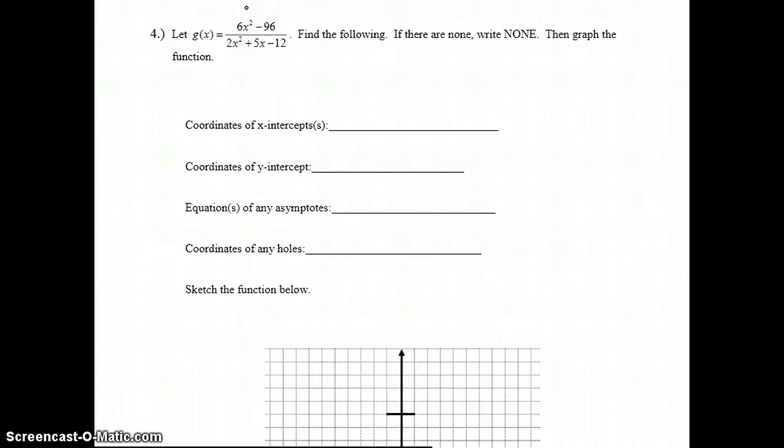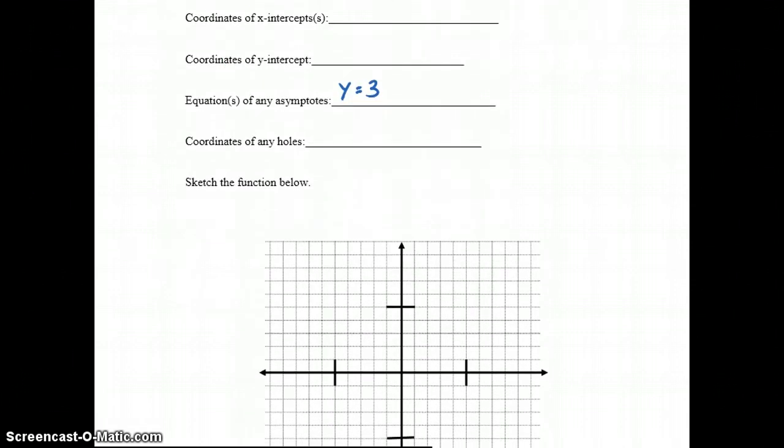What that means is that I can just take the coefficients on the numerator and the denominator, and that will be my horizontal asymptote. So there's a horizontal asymptote at y equals 6 over 2, which is 3. So let's draw in that horizontal line at y equals 3. Make it a dotted line because it's an asymptote. And I've already got something useful in this function.